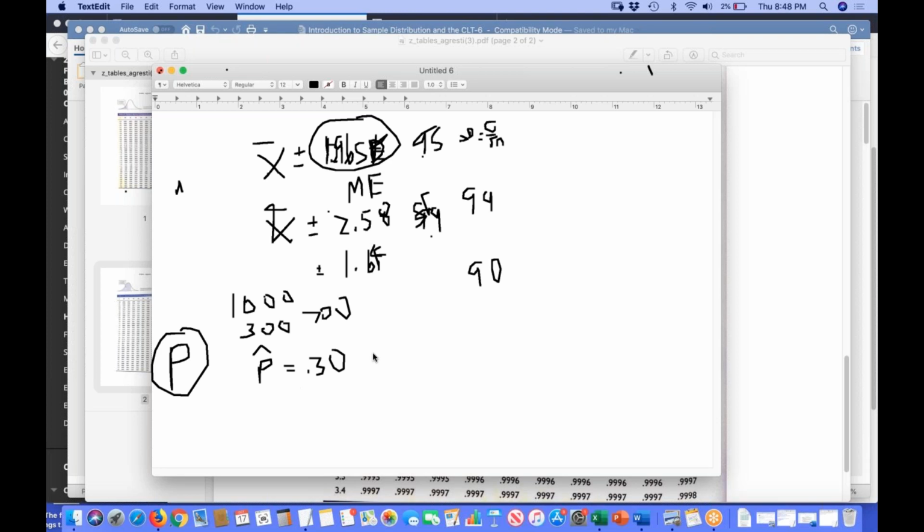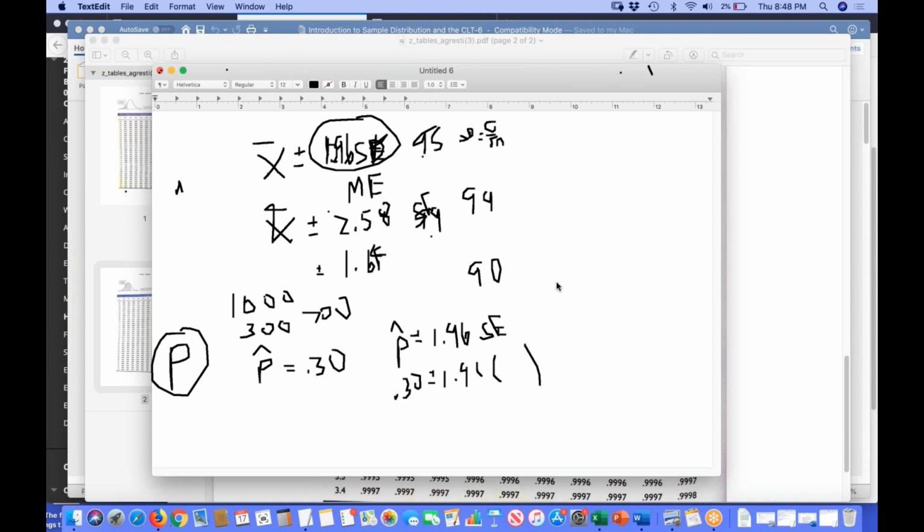So now I got to do the same thing. In order to develop a confidence interval, I have to say my confidence interval is going to be P cap plus or minus 1.96 times my standard error. Okay, so in this case, it's going to be 0.30 plus or minus 1.96 times, well, now what's my standard error going to be, right?